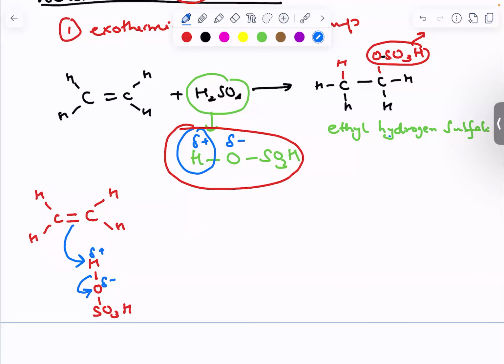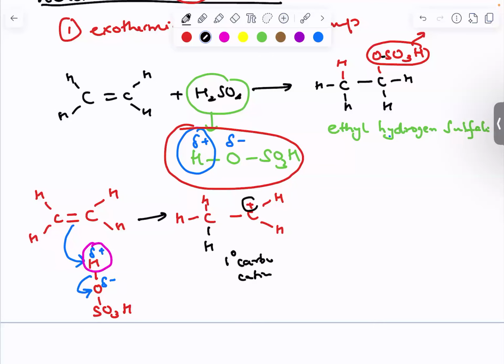And what we are going to get, Zena, is C, H, H, C positive, H, and this H will be bonded here like this. Now it's a carbocation. You can see it's a carbocation and it's a primary carbocation.